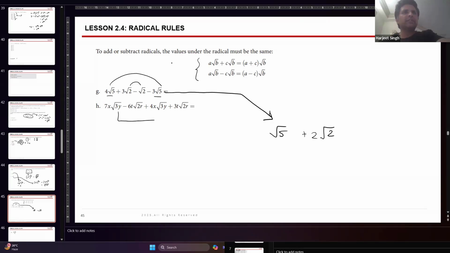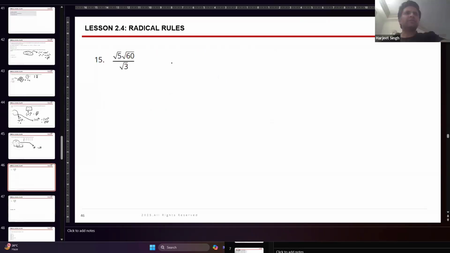Similarly, your root 3 terms will be collected together and root 2 terms will be collected together. Straightforward. Some problems, last 3-4 problems.